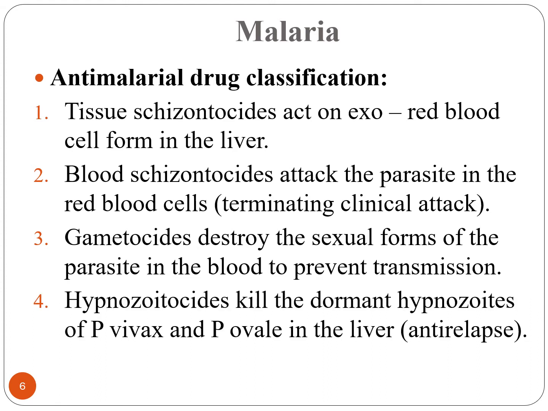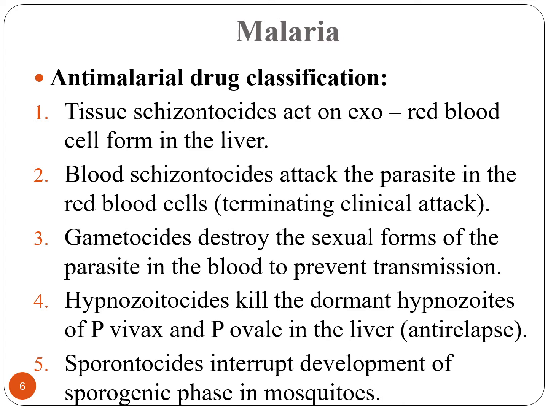Also, we have hypnozoiticides, which kill the dormant hypnozoites of Plasmodium vivax and Plasmodium ovale in the liver. So they are anti-relapse drugs, preventing the relapse or recurrence of the malaria attack due to the dormant parasite in the liver. Last, we have sporontocides, which interrupt the development of the sporogenic phase in mosquitoes. So they are also very effective in prevention of malaria transmission.